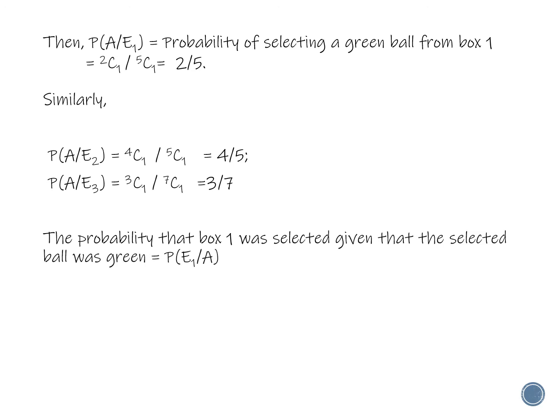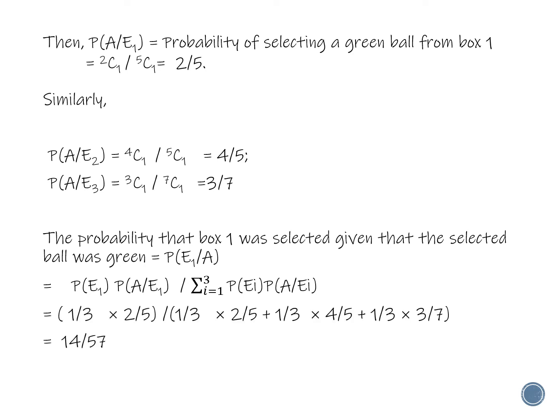In the question it is asked, find the probability of selecting box 1 given the ball selected was green. That is the same as probability of E1 given A. So by Bayes theorem, probability of E1 given A is equal to probability of E1 into probability of A given E1 divided by summation i runs from 1 to 3 probability of Ei into probability of A given Ei. When we substitute the values, we get the answer as 14 by 57.